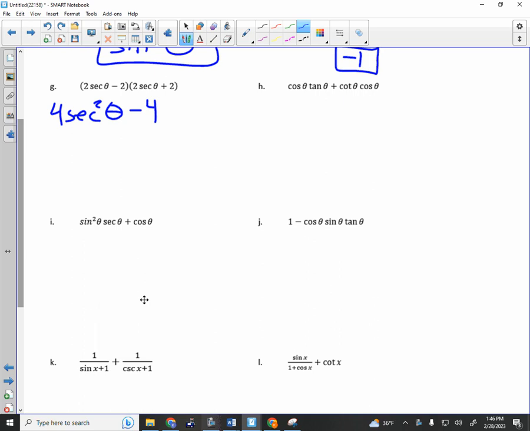Everybody start with that? Recognize you can factor out the 4? And secant squared minus 1 is tangent squared. So you get 4 times tangent squared of theta. Pretty cool. All right, we try a couple more.